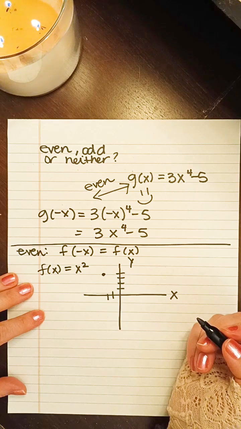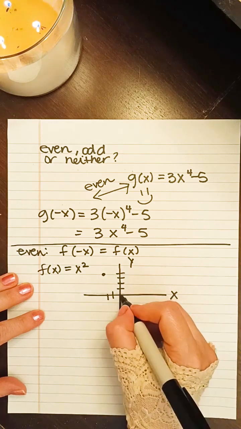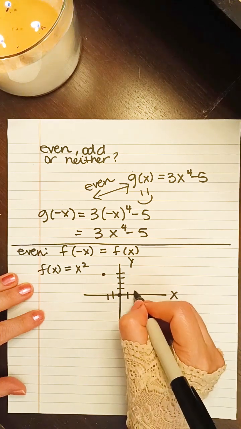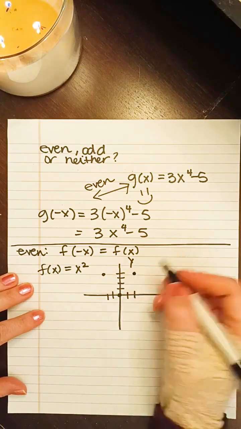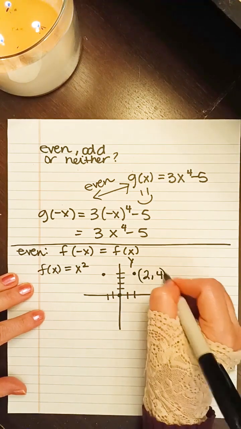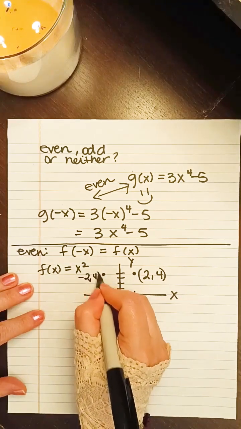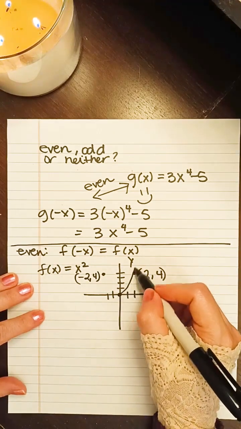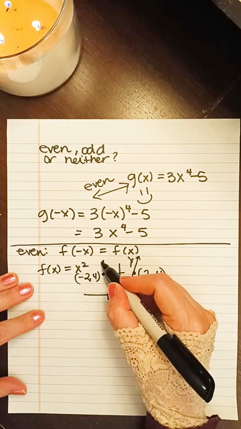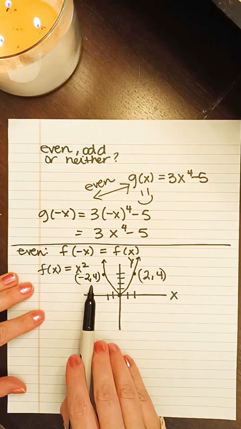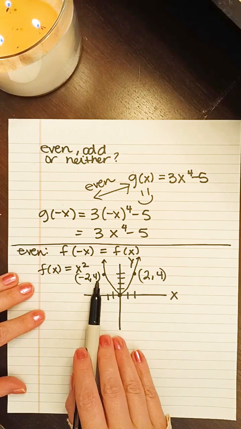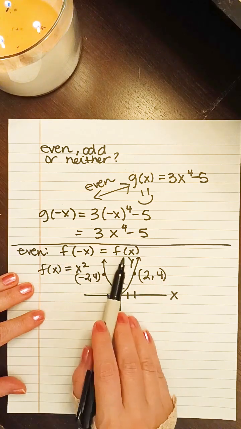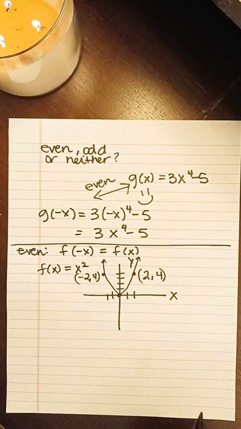f of negative 2 is 4, and f of 0 is 0. And then if x is 2, f of 2 would be 4. So we would have the points (2, 4) and (negative 2, 4). And we could look at several points. What's going to happen is the x's will be opposite signs and the y's will be equal, just like it says here, for the graph f of x equals x squared. So that's the even function.